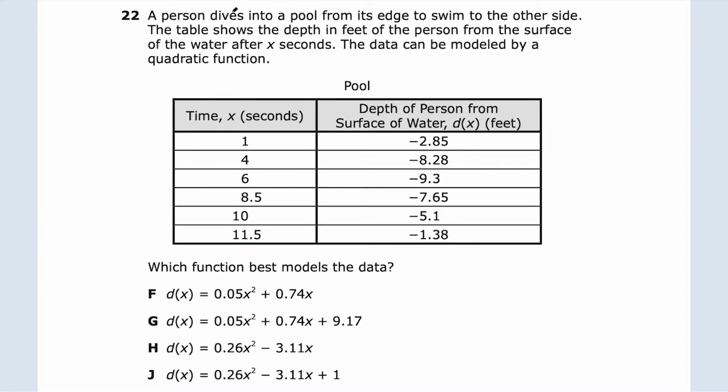Question 22, we have a person diving into a pool from its edge to swim to the other side, and the table shows the depth in feet of the person from the surface of the water after x seconds. And we're told the data can be modeled by a quadratic function. So that's the million-dollar phrase right here. Which function best models the data?